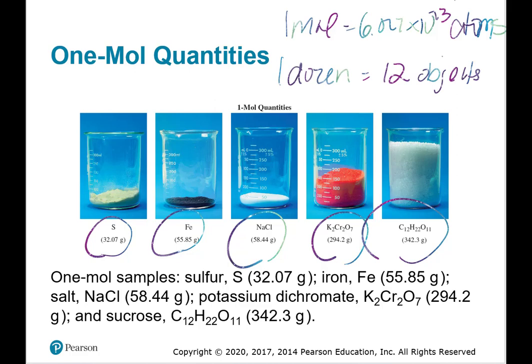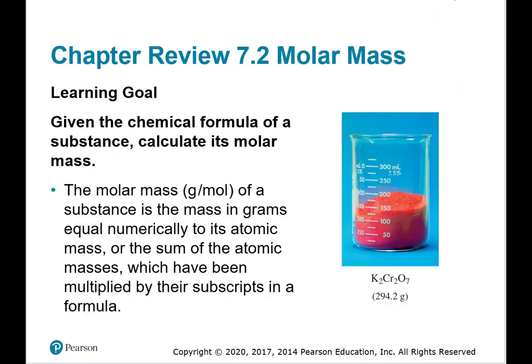I could have a dozen bananas. I could have a dozen apples. They're going to have the same number of each, but obviously they're going to weigh different. I have 1 mole of sulfur versus 1 mole of iron. Look at the weight difference between those. Take a minute to look at the learning goals to make sure that you're comfortable with this section.